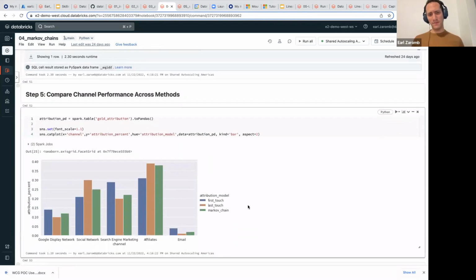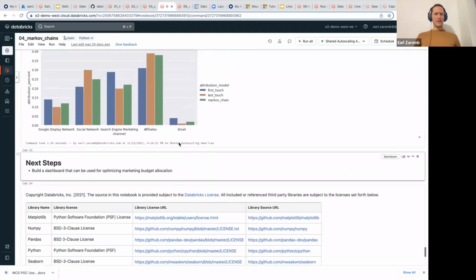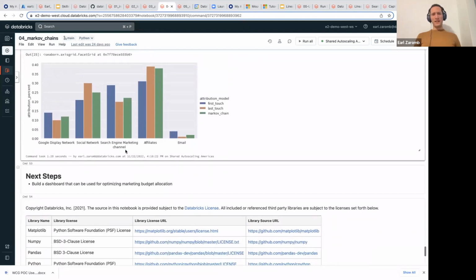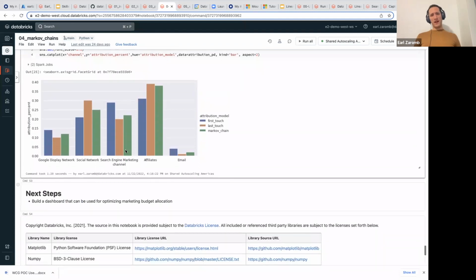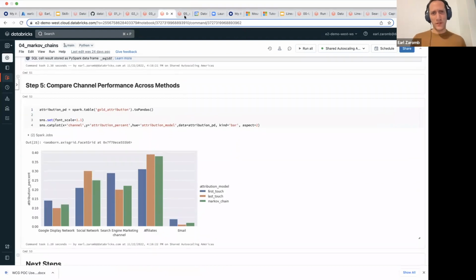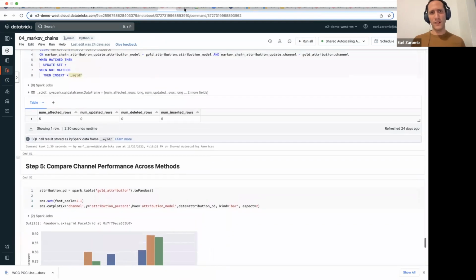And now we can compare holistically, not just the first touch and last touch, but also this new Markov chain, which I think is a much more robust method of calculating it than first touch and last touch. You can then use this information to start optimizing your advertising budgets. And that's where the very last step would be: you've come up with these great insights, and now you want to present it to the business, or potentially trigger some reoptimization of your ad spend.